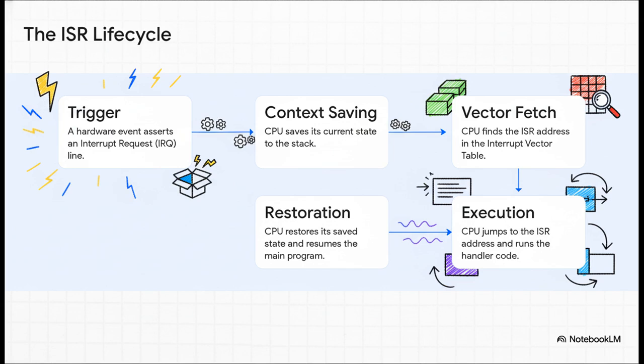First, you get the trigger. A hardware event sends an interrupt request. That's the doorbell chime. Second, the CPU quickly saves everything it's working on so it knows exactly where to pick up later. We call that context saving. Third, it looks up the right response in a special address book called the interrupt vector table. Fourth, it jumps to that address and runs the special handler code. That's the ISR. And finally, once the job is done, it pulls its old work back out, restores its state, and seamlessly resumes the main program like nothing ever happened.